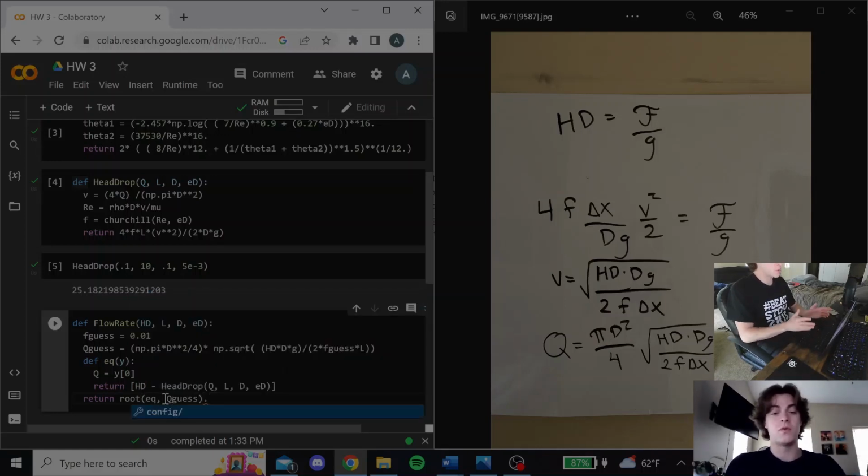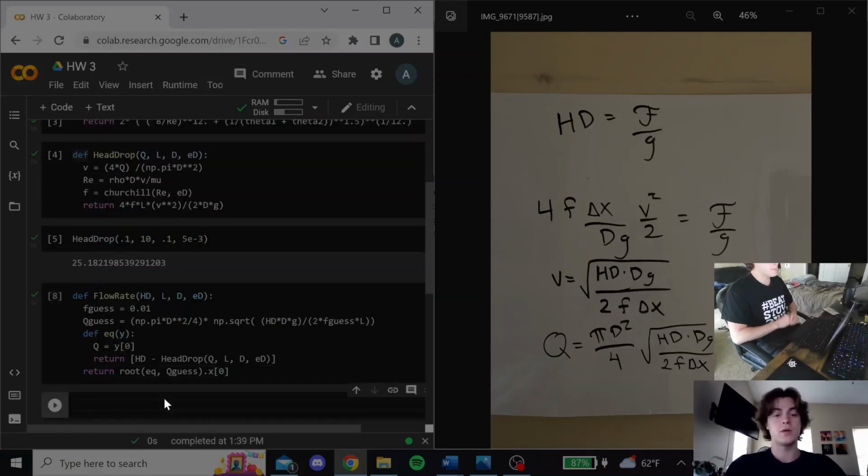And then before we're completely done with the function, we need to make sure that we get the answer out of our root function. And to do that, we just need to grab the first element of the x attribute. So now I can go ahead and run this code, and then we can test our flow rate. So for the head drop that we were given, I can just go ahead and use the head drop that was calculated from our function before.